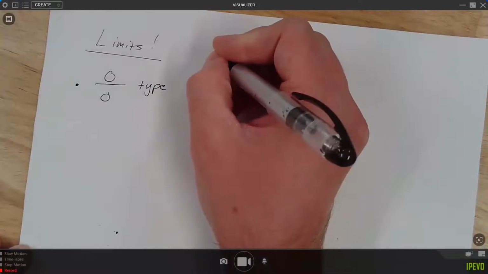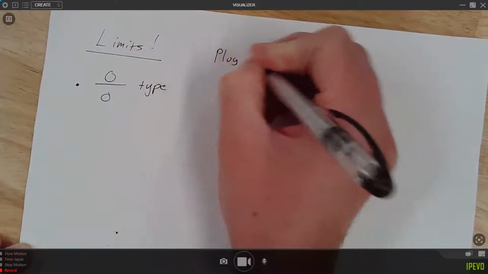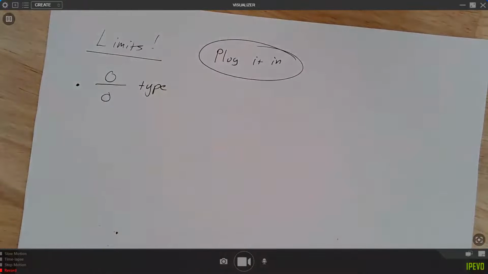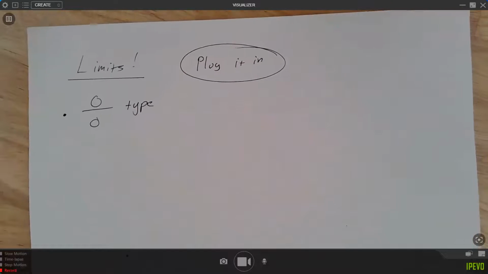The first thing you want to do is plug it in. If you're trying to evaluate a limit and you can just substitute in what x is equal to, that's usually a great start.